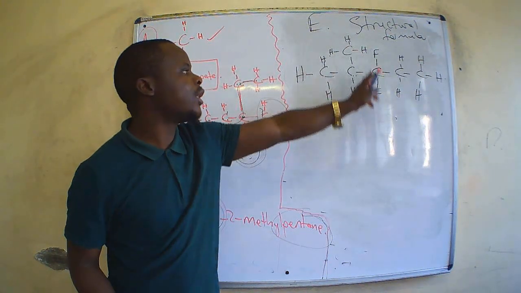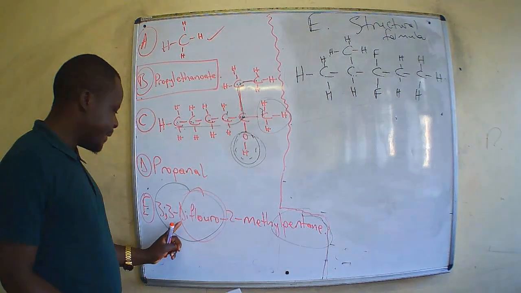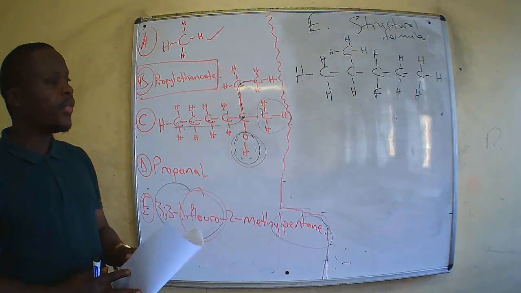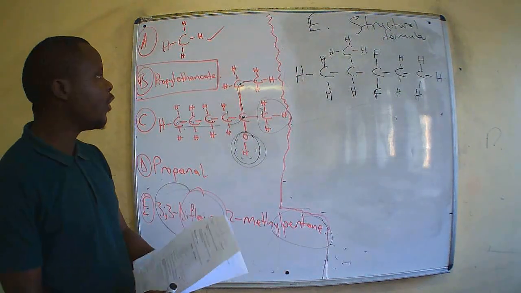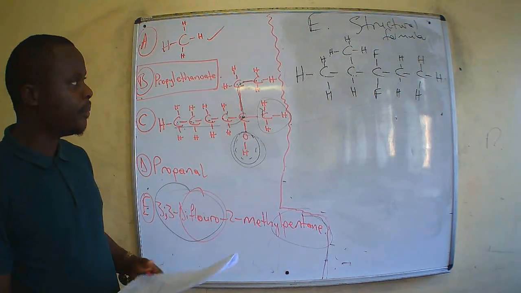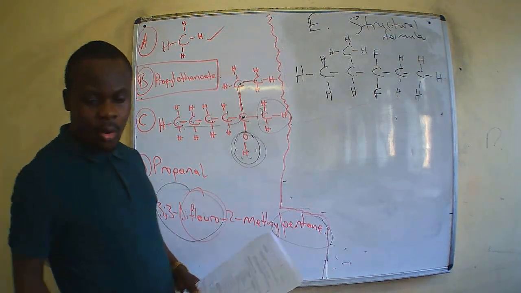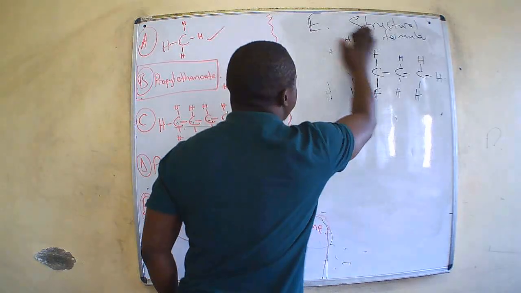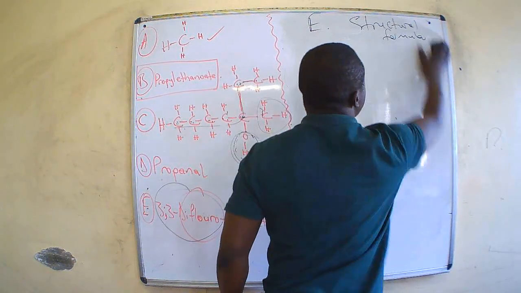At position number 3, there are 2 fluorine atoms, difluoro. So this is going to be the structural formula of number E. The structural formula of number E. So let us move on to the next question.